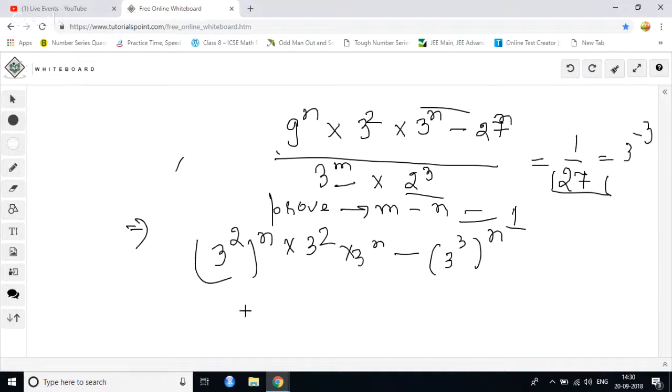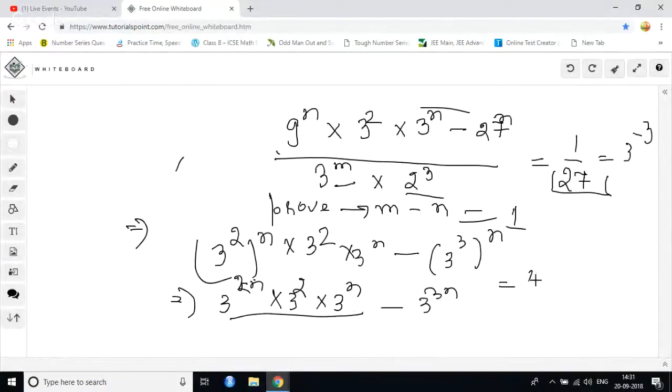So for that, what do I do? I just multiply this. So this is 3 to the power 2n, this is 3 square, and this is 3 to the power n minus 3 to the power 3n. And if you write this, this would be nothing but I am adding all the powers here of 3. So this would be how much? 2n, this is 2n, this is n plus 2. So 2n plus n plus 2 is how much? 3 to the power 3n plus 2, and you have 3 to the power 3n here. So you take 3 to the power 3n common from here, and how much you get? You get 3 square here, and you get minus 1 here.